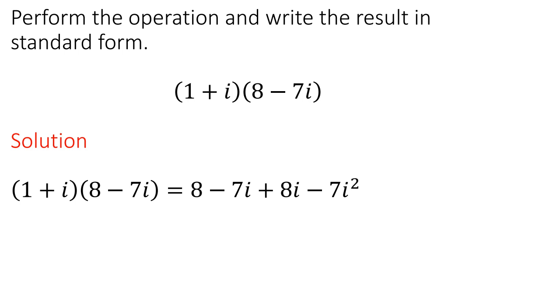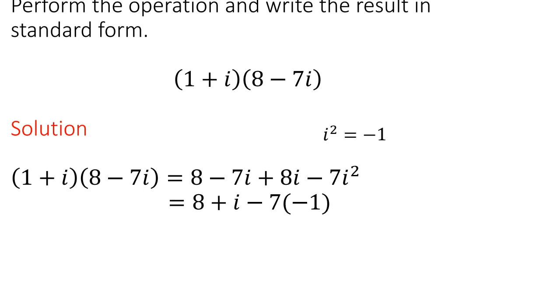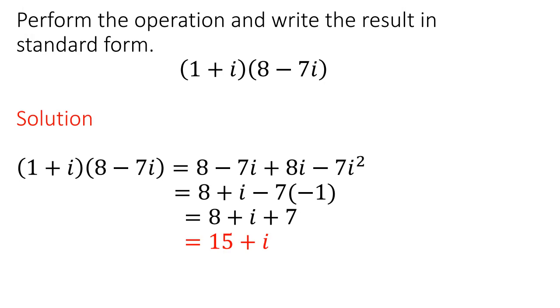I can see that I can combine two like terms. I have the minus 7i plus the 8i, which gives me the positive i. But I can replace i squared with what I know its value is. i squared is equal to -1. So I'm going to multiply that -1 by that -7, which gives me a positive 7. Now I have two real terms, the 8 and 7. So 8 plus 7 is 15. Again, I'm going to write this in standard form, real plus imaginary. So my answer is 15 plus i.